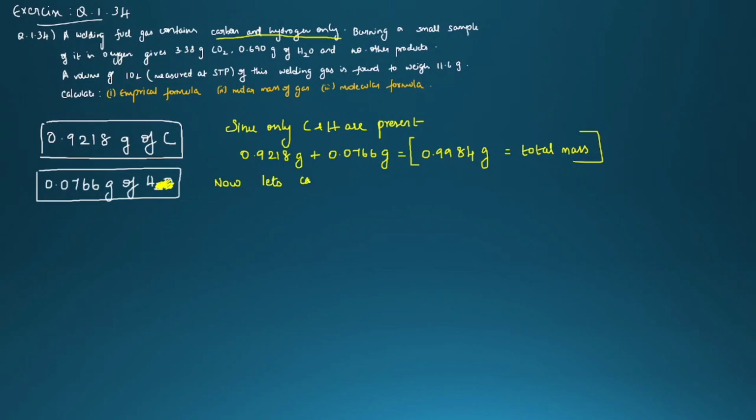We have found out the carbon and hydrogen, and then we have found out the mass of the total compound. Now let us find out the percentage of carbon and hydrogen present in the sample. So the percentage of carbon will be the mass of carbon by total mass into 100.